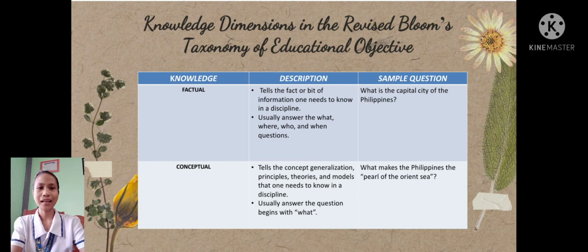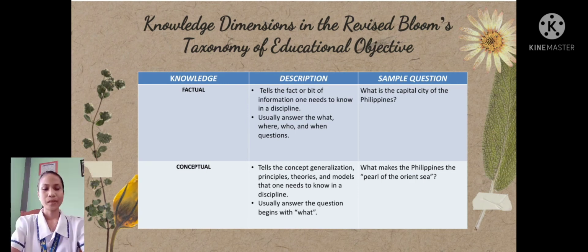The second knowledge dimension is conceptual. Conceptual tells the concepts, generalizations, principles, theories, and models that one needs to know in a discipline. Usually, it answers questions that begin with what. An example is what makes the Philippines the Pearl of the Orient Seas?